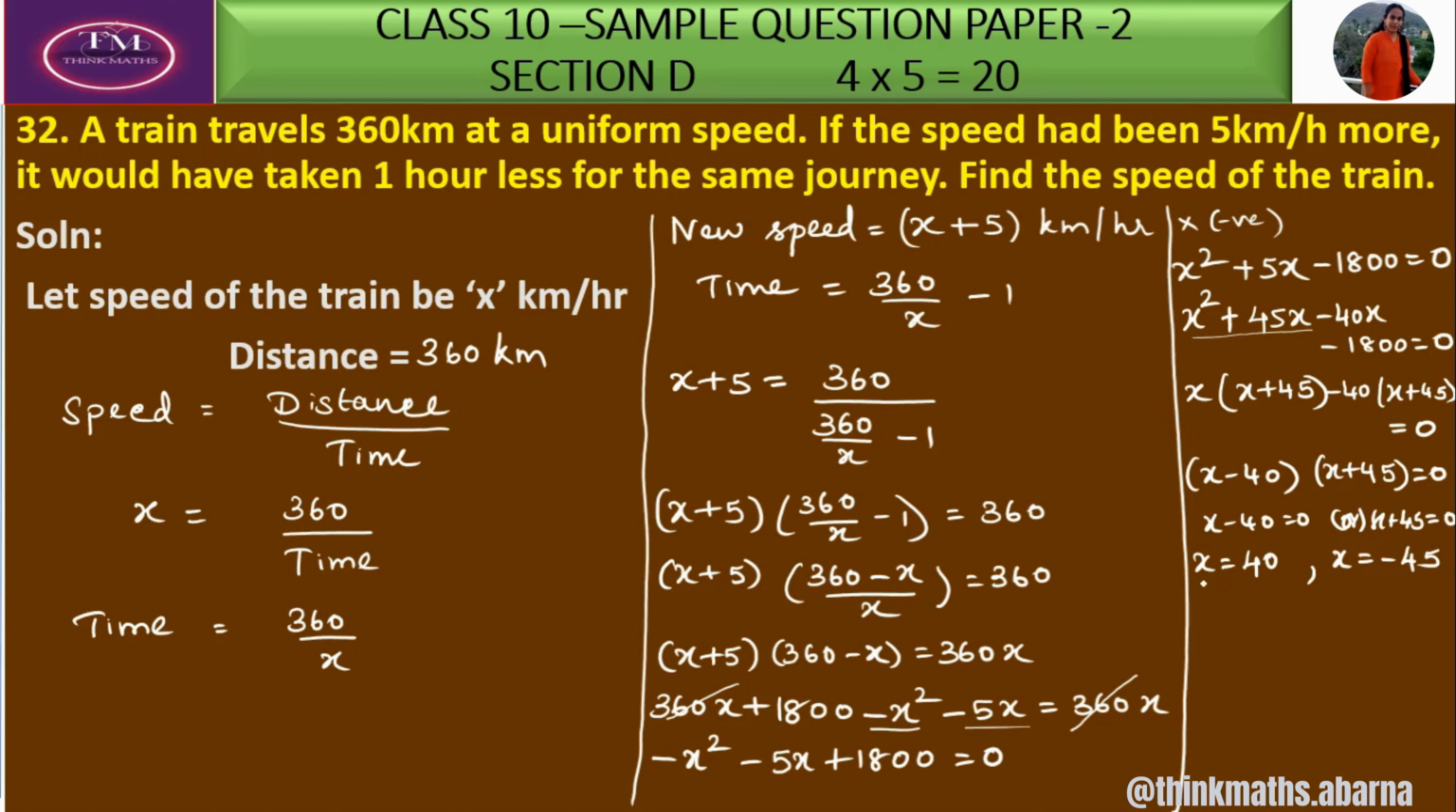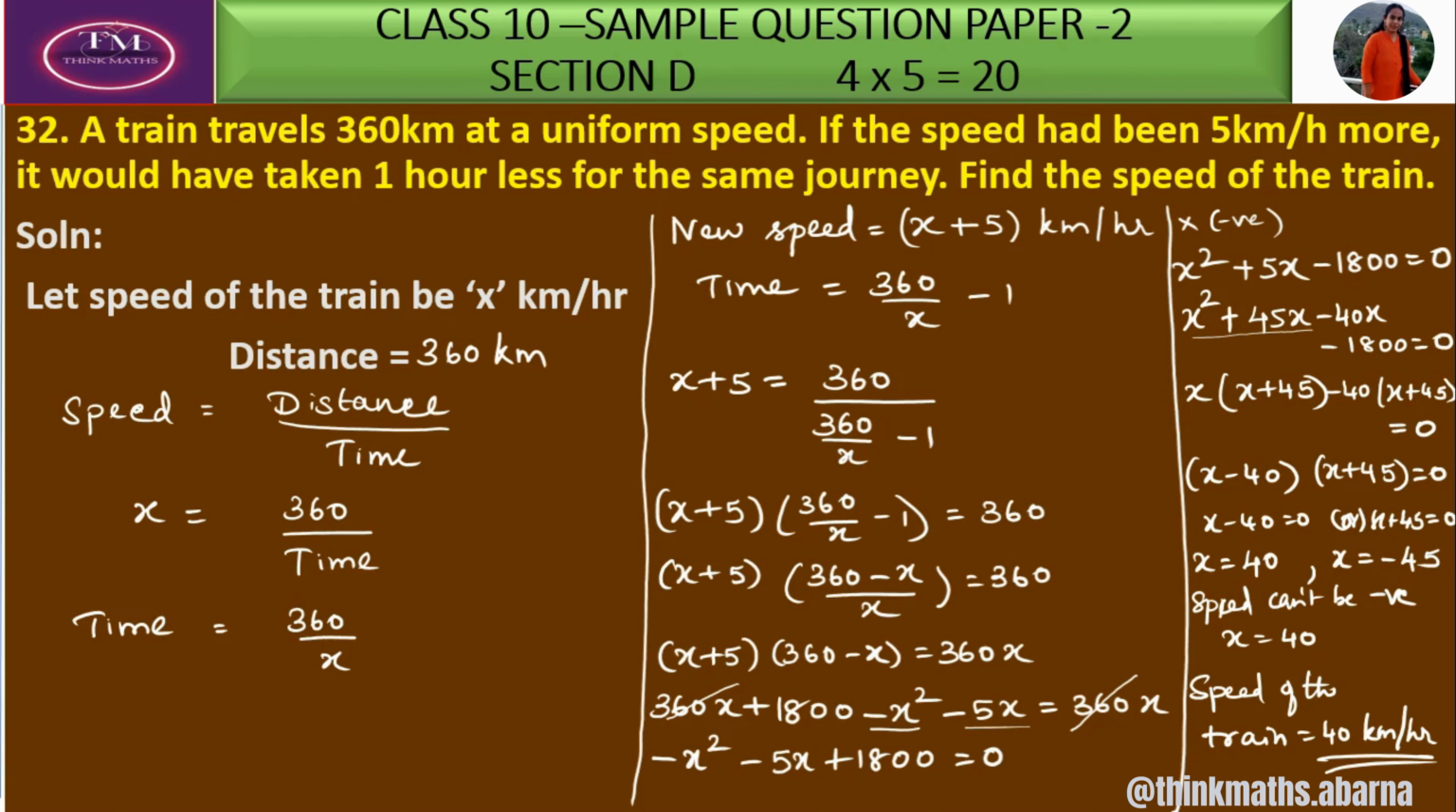Here x is about the speed, and speed cannot be negative. So x will be equal to 40. What is x? It is the speed of the train. So the speed of the train equals 40 kilometer per hour. So this is the answer for this problem.